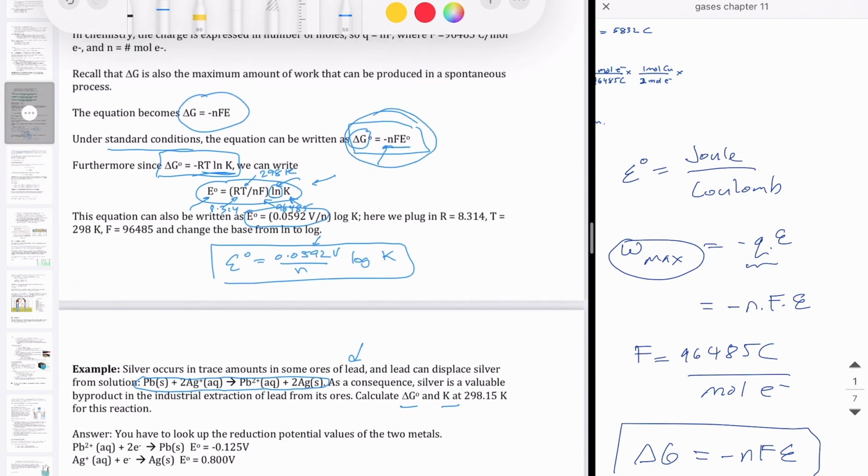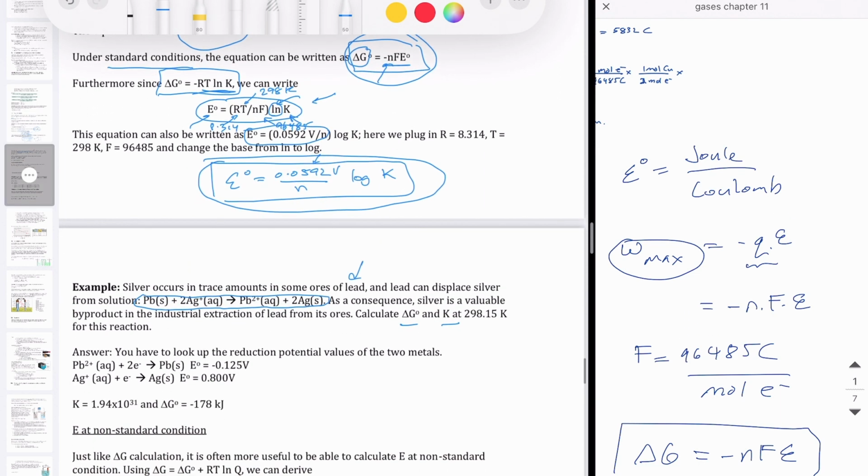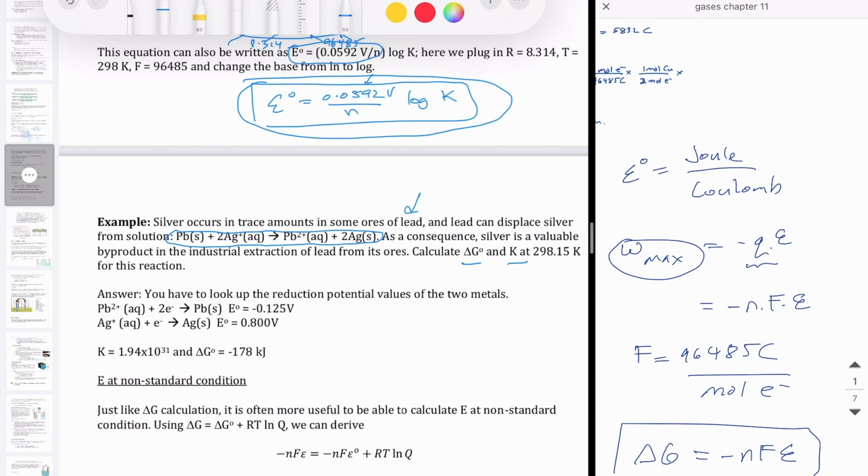In order for us to do this, we're going to use the two equations that we just learned, which is the E naught connection to delta G naught. And then from there, we can either use the E naught equation with K, or we can just take the delta G naught that we get and convert it to K. But either way, what we need to do first is calculate the standard cell potential, or E naught.